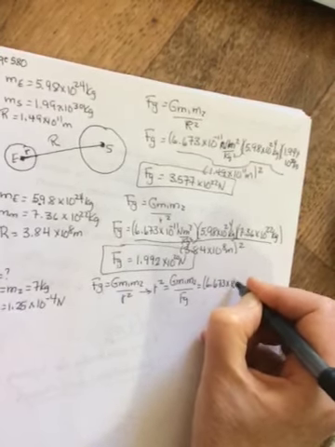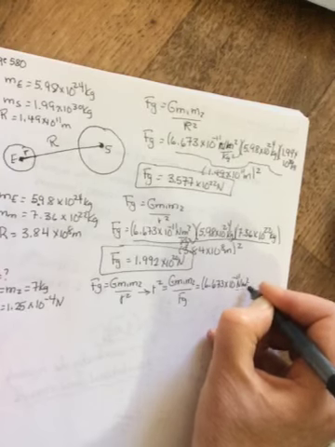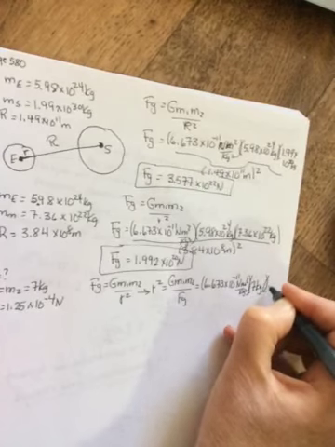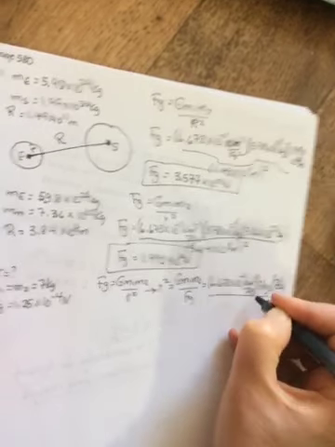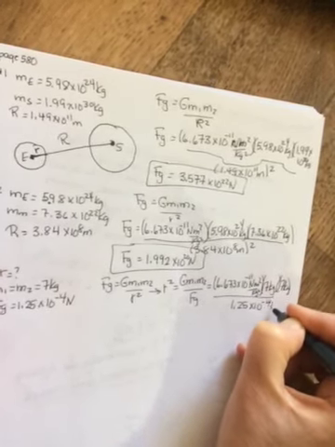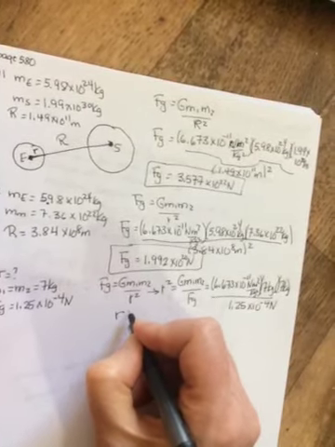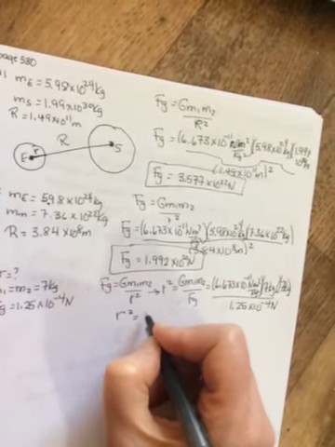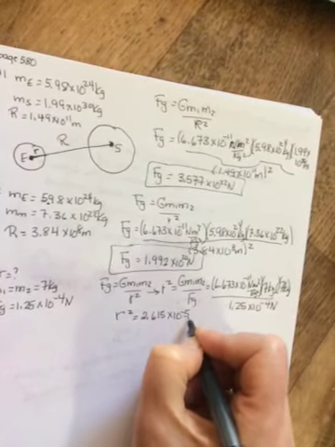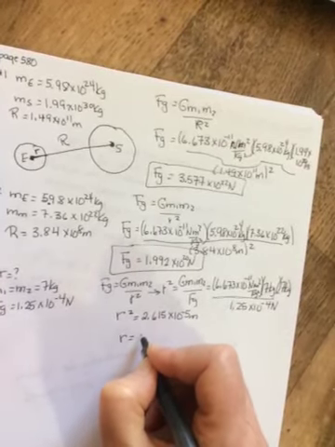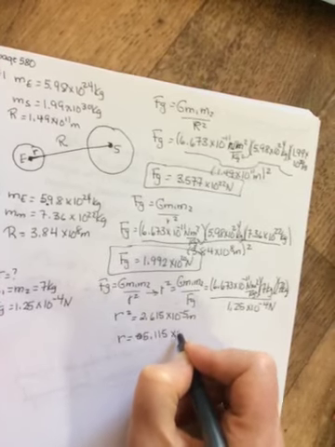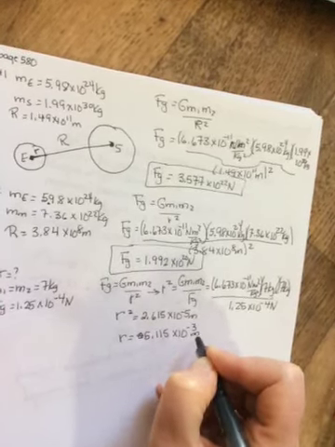So 6.673 to the negative 11 Newton meters squared per kilogram squared times 7 kilograms times 7 kilograms divided by 1.25 times 10 to the negative 4 newtons. Remember, what you're going to get is going to be R squared, and you're going to need to take the square root. So R squared is 2.615 to the negative 5 meters. And when you take the square root, R is 5.115 times 10 to the negative 3 meters.